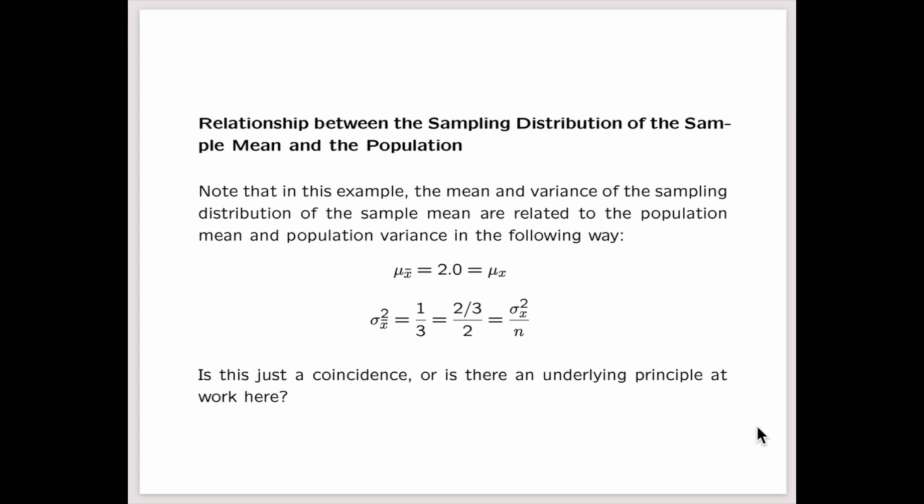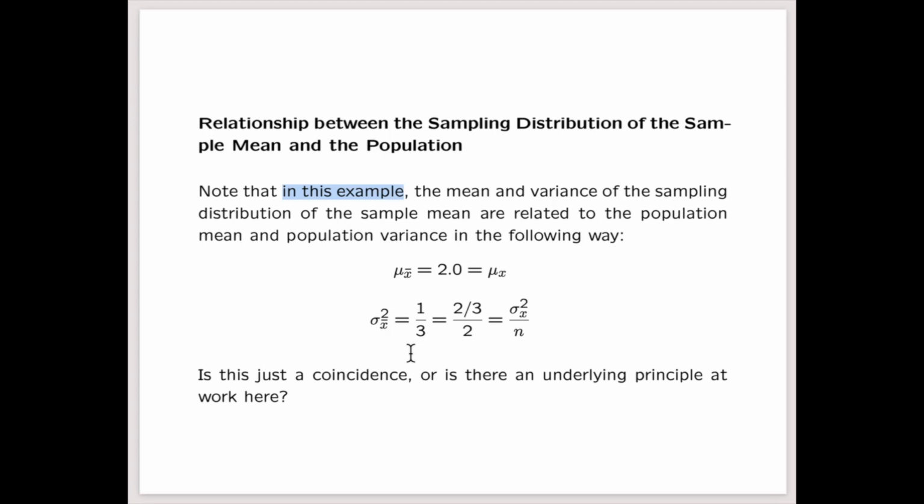Now note that in this particular example, the mean and the variance of the sampling distribution of the sample mean are related to the population mean and population variance in the following way. In this example, the mean of the sampling distribution of X bar is 2. But that was the value of the mean of the population itself. In addition, the variance of the sampling distribution of X bar was found to be 1/3.